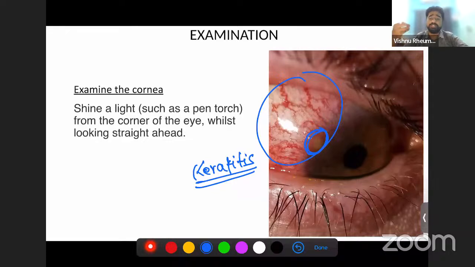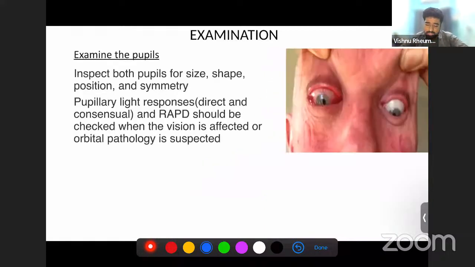So infectious keratitis, if it is really opaque, if it is really white, very opaque white in color, then it is another clue for infectious keratitis. Then you examine the pupils. This is also something we obviously see.